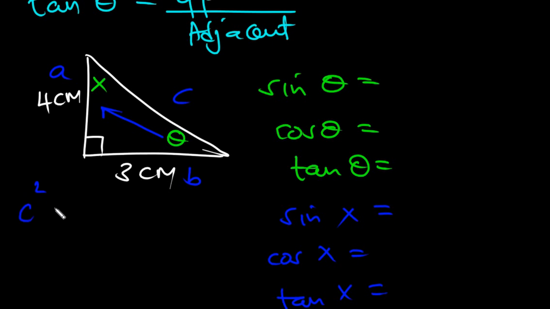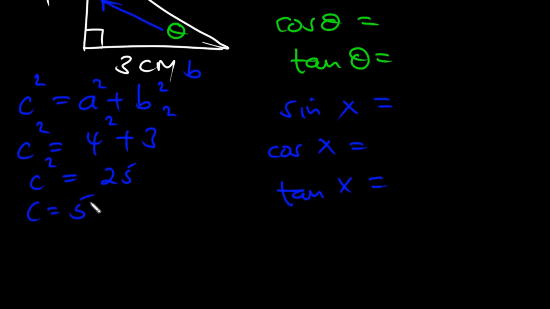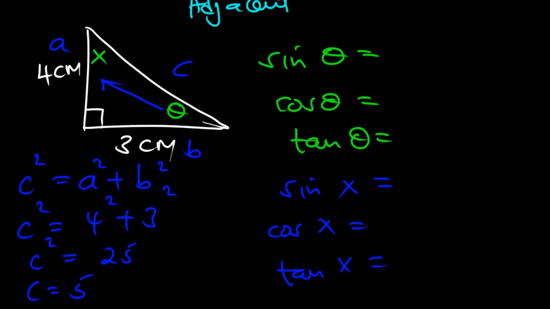So C squared is equal to A squared plus B squared. So C squared is equal to 4 squared plus 3 squared. So C squared is 16 plus 9, which is 25. So it turns out that C is 5. So the value of the hypotenuse is 5 centimeters. Okay, so going back here, sine theta is equal to opposite, which is 4, divided by the hypotenuse, which is 5. Okay, as simple as that. So that is the sine of angle theta.